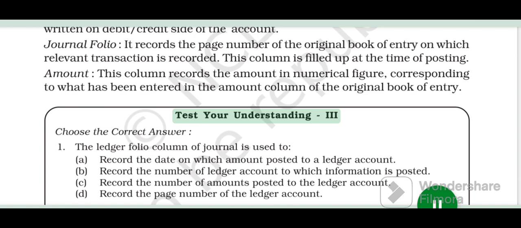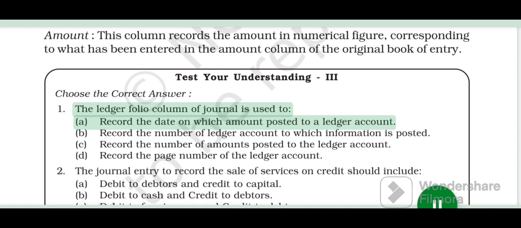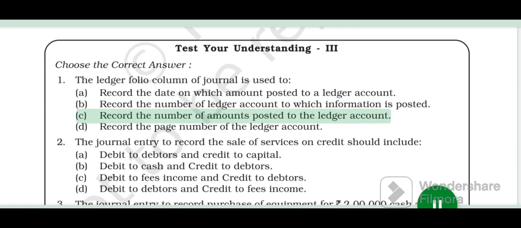Test your understanding 3. Choose the correct answer. 1. The ledger folio column of the journal is used to: a. Record the date on which the amount is posted to a ledger account. b. Record the number of the ledger account to which information is posted. c. Record the number of amounts posted to the ledger account.